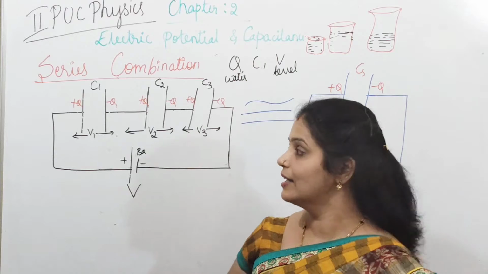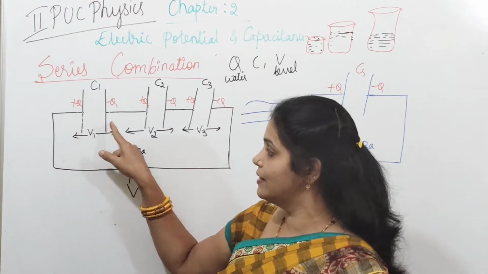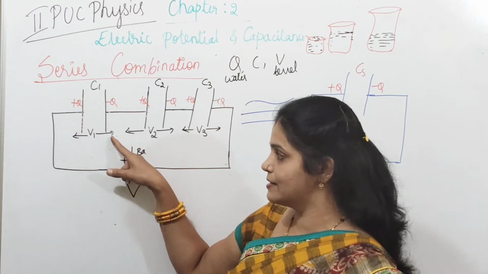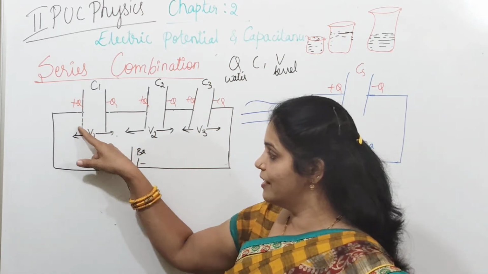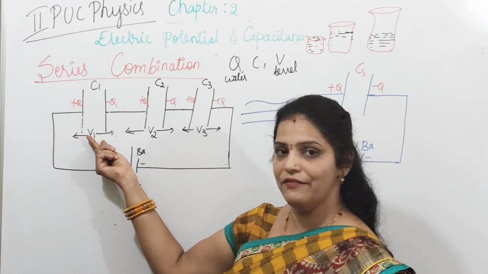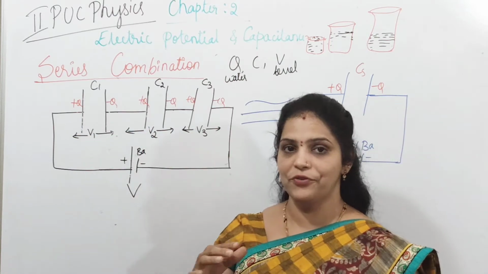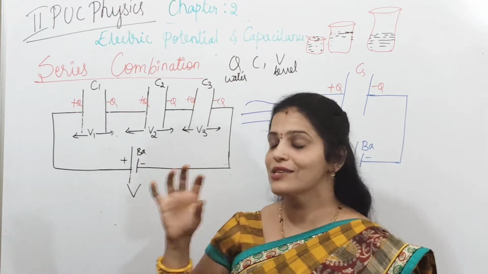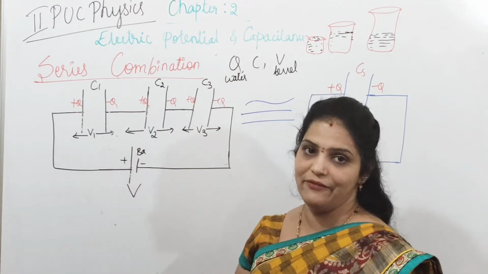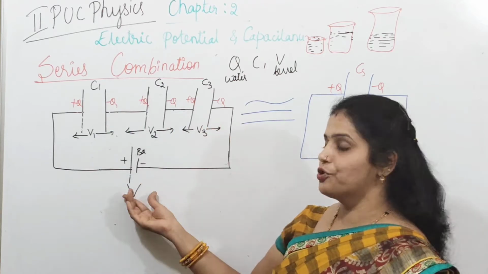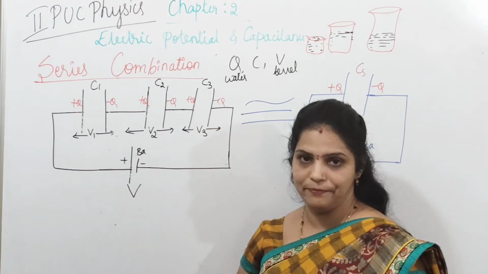Potential is nothing but the potential difference between these two. The first plate is at positive potential, the second plate is at negative potential, then the potential difference between these two plates is V1, here it is V2, here it is V3. What are V1, V2, V3? The potential differences across the plates of the capacitors will be different. Whereas, if you add these three, it should be equal to the battery potential.